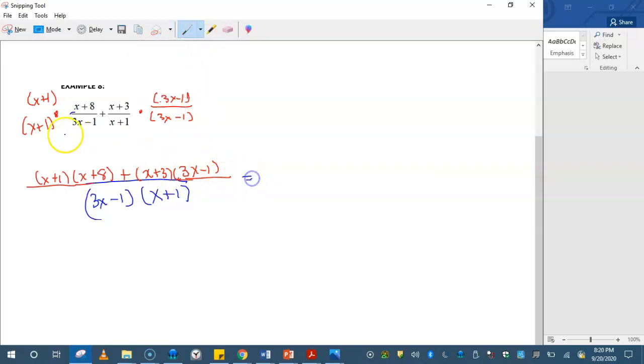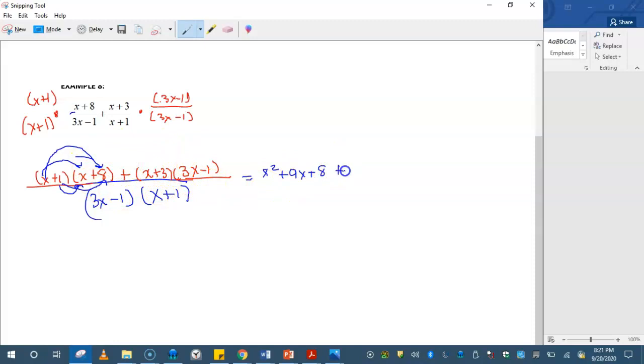Okay, so let me see if I can simplify the numerator by multiplying the first part. I'm going to FOIL the first part out. Okay, my x by x is x squared. My x times 8 is 8x. And then a 1 times x is 1x. So an 8x plus a 1x is a 9x. And then my last step, a 1 times 8 is 8. All right. Let's go to the next one.